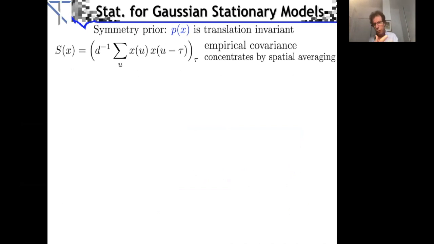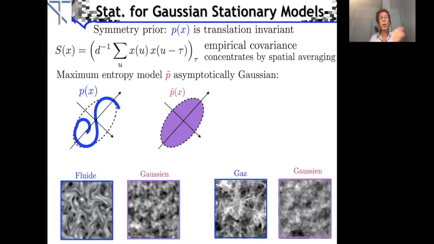Okay, let's begin from a simple problem, Gaussian models. The only thing I know here is that I have a stationary process, so the probability distribution is invariant to translation. It's going to be characterized by its covariance, and I'm going to compute the empirical covariance, which concentrates because it's stationary and I average in space. Good. So here's my true probability distribution. That's basically the principal axes that are going to be reproduced by the Gaussian model.